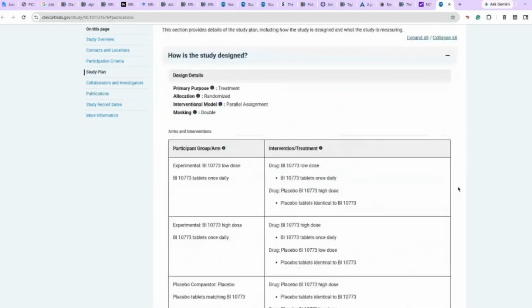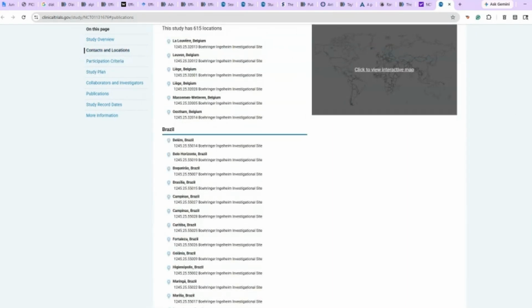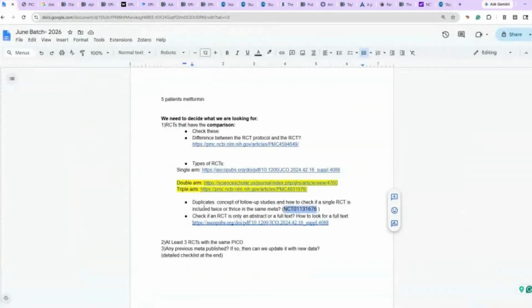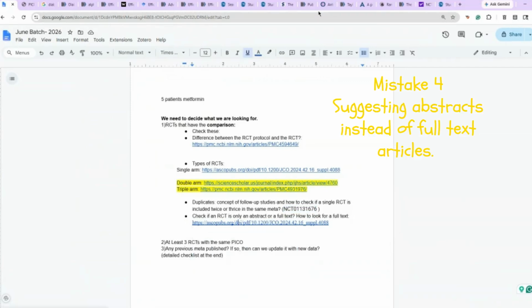And how do I know if I'm including the same study? By looking at this NCT number. Every RCT has a unique ID, that is the NCT number, and regardless of the number of publications that study has, this NCT will always be the same. So always pay attention to this NCT number. If one study has one NCT, then you are good to go. That was regarding duplicates. And then the last point regarding RCTs is this.